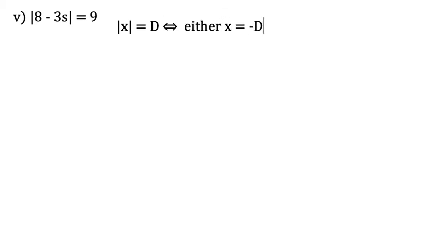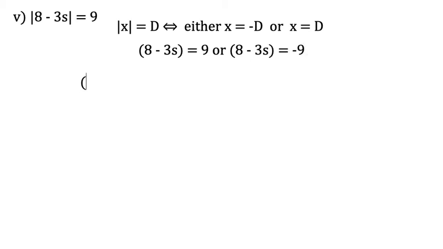5. The absolute value of 8 minus 3s equals 9. Again, from our properties of absolute values, we know that the absolute value of x equals d if and only if either x equals minus d or x equals d. So in this case, we get 8 minus 3s equals 9, or 8 minus 3s equals -9.